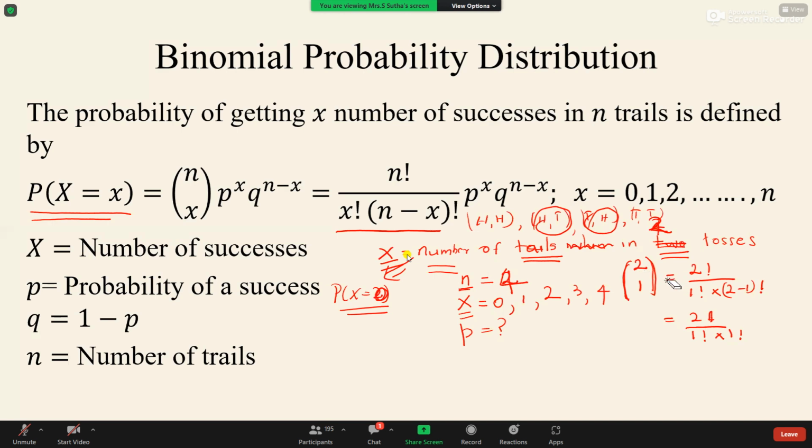So now we are calculating how many possibilities there are to get 1 tail in 2 tosses. This 2 factorial means we are multiplying numbers from 1 to 2. So 2 factorial means 1 into 2, that is 2. And 1 factorial means 1 into 1, that is 1.